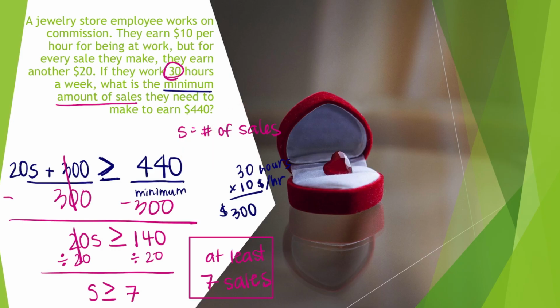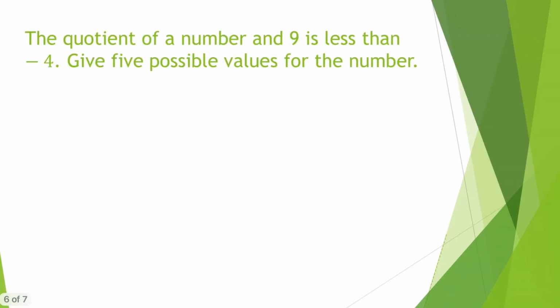And I know that in the Utah core, it actually says specifically you need to be able to build this kind of equation out of a word problem. So now you know. All right, this is the last kind of word problem you might come across. So the quotient of a number and 9 is less than -4. Give 5 possible values for the number.